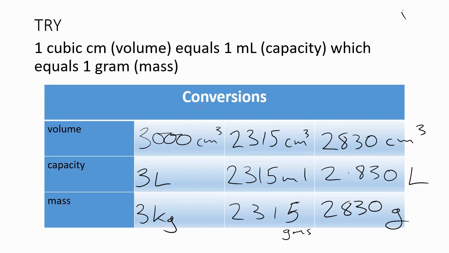Okay, this has been Teach Together Try. We have been looking at volume, capacity, and mass conversions, and we have been learning that 1 cubic centimeter equals 1 milliliter, which equals 1 gram.